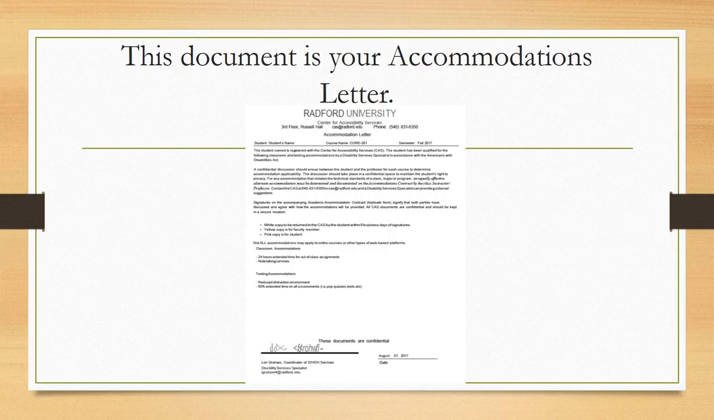Following this section, you will find a list of accommodations for which you are eligible. Read each accommodation carefully, as you are only eligible for those listed on the letter. If you feel that an agreed-upon accommodation is missing, schedule an appointment with your disability service specialist. Please pause the video now while you read the letter and review your accommodations.